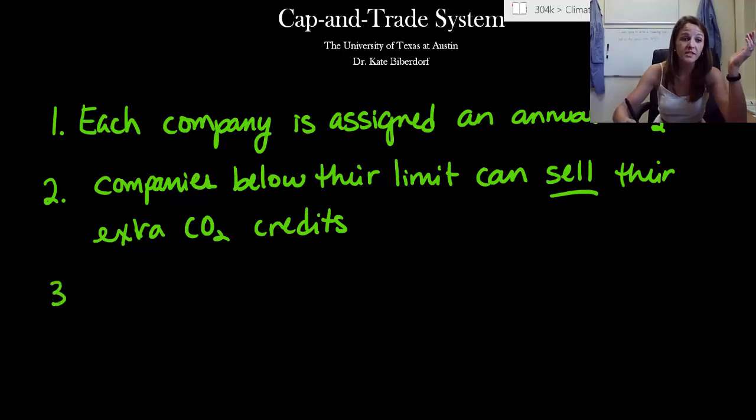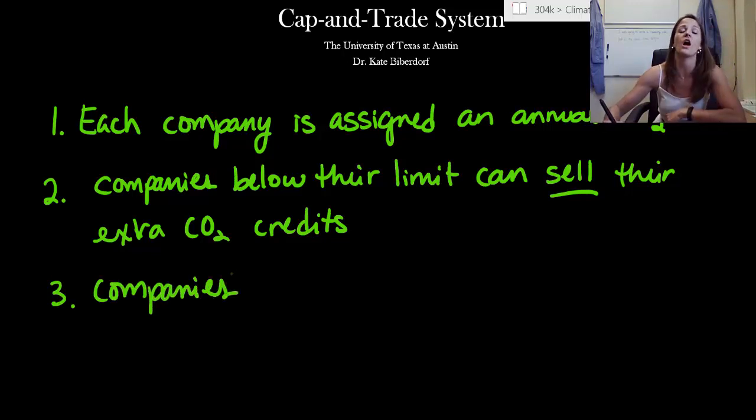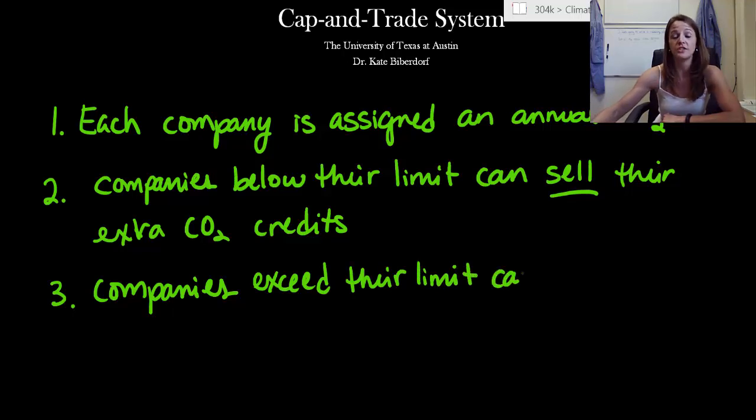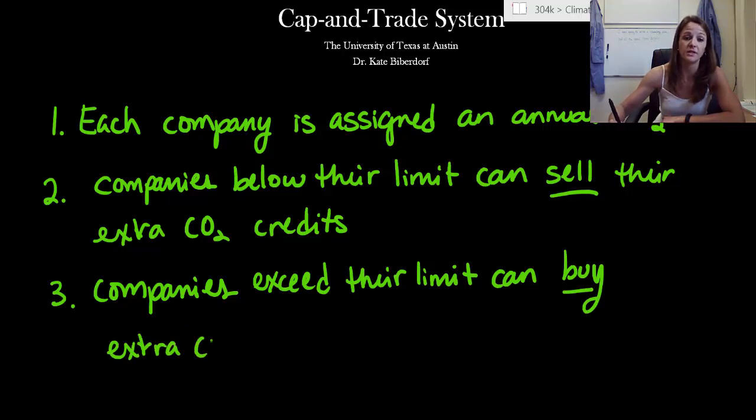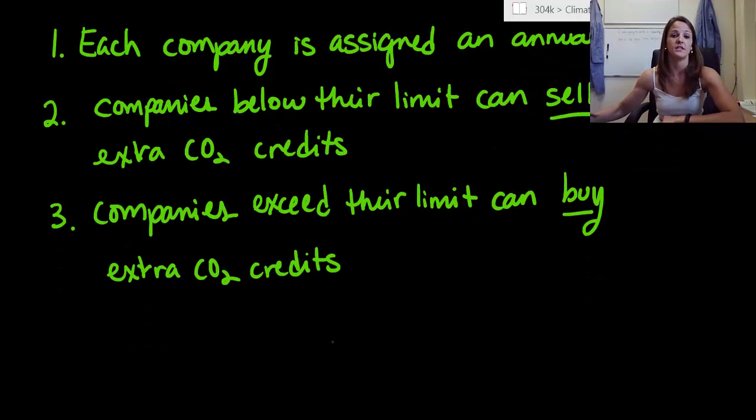On the opposite end of this, companies that have not done their part to reduce greenhouse gas emissions, so companies that exceed their limit, and I'm going to say can, but I really should say must, they must buy these extra CO2 credits from the other companies. Okay? So let's see if this makes sense.